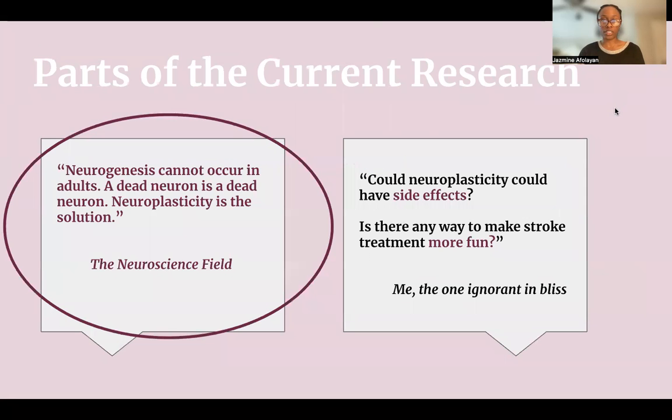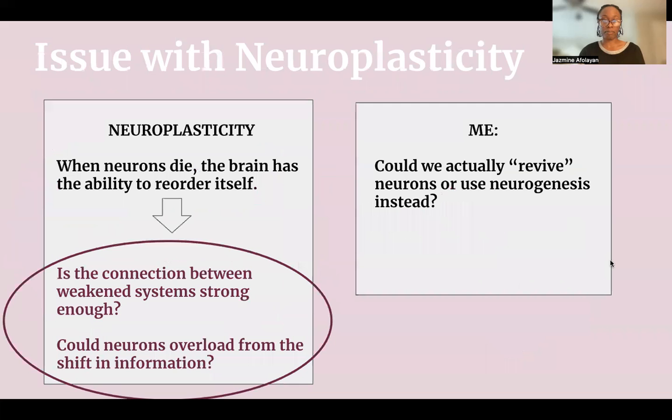And so going on to the current research, it's basically saying that neurogenesis cannot occur in adults. It stops at a certain age. Once a neuron dies, it's dead. And also I found that current stroke treatment measures focus more on neuroplasticity. But then I started to have questions. Could neuroplasticity have side effects? And also, is there any way to make stroke treatment a bit more fun?